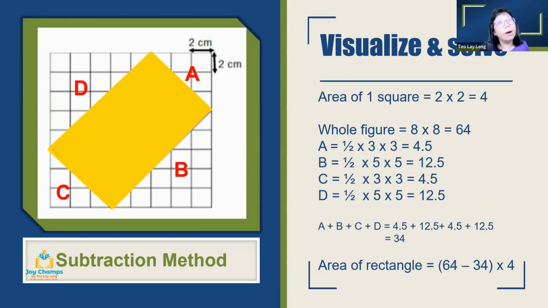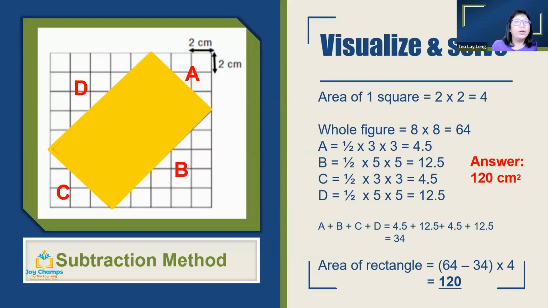After which you multiply it by the area of 1 square, which is 4 square centimeter, and that will give you a total of 120. And there you are, boys and girls. The answer to this question is 120 square centimeter using the subtraction method. I'm not too sure about you, but for myself, I prefer the subtraction method.